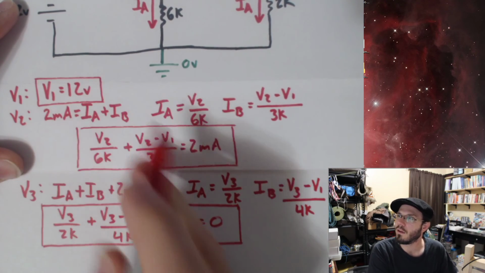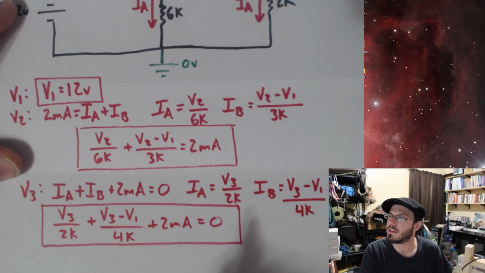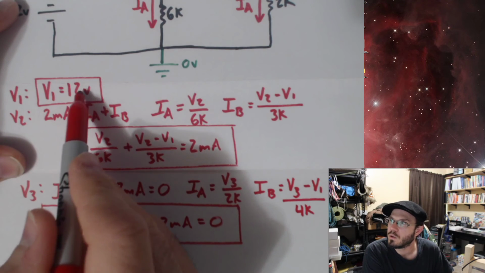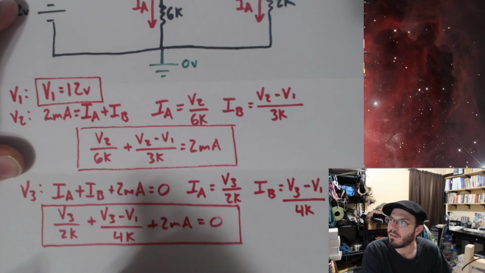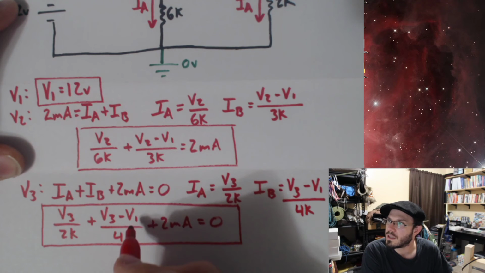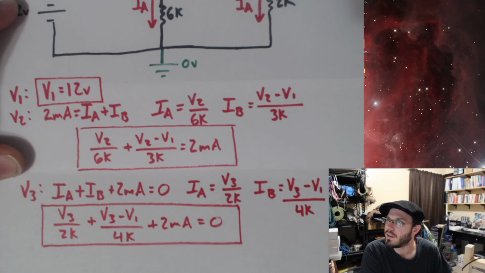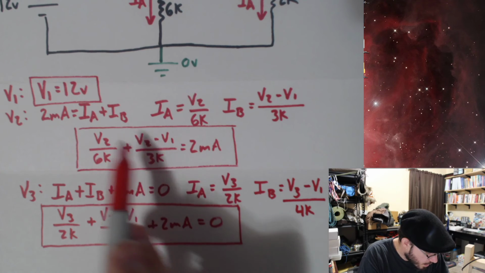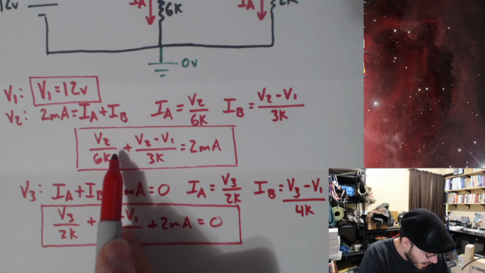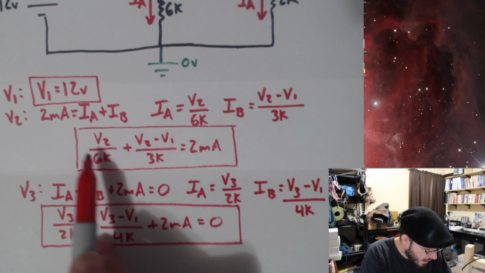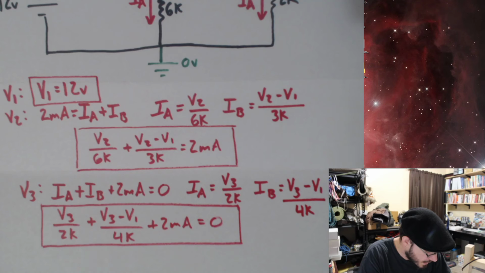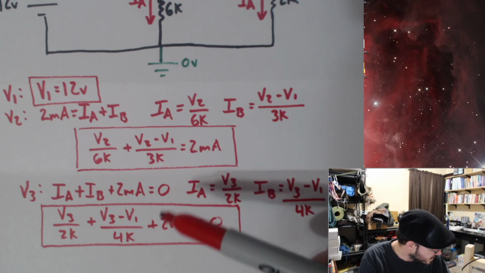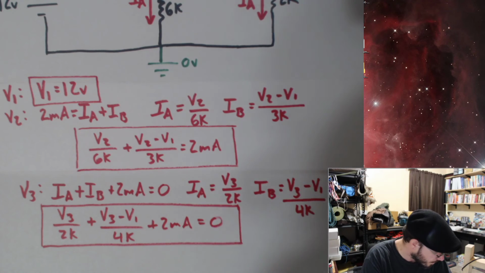V1 is equal to 12, this long expression and this one as well. So once I fill in 12 volts into both of these, I am left with two equations where V2 and V3 are both unknown. Now, if you notice, this second equation here, once I put in 12 volts, I actually have V2. I can just straight up solve for V2 from this equation, and I can straight up solve for V3 in this equation. So in fact, I don't even have to do a system of equations for this problem.